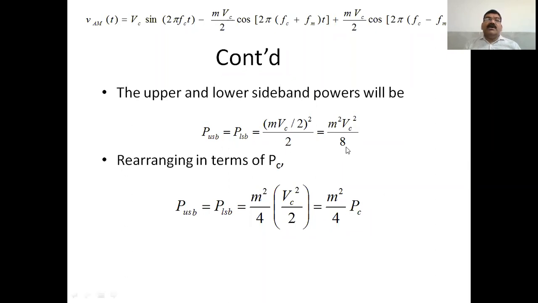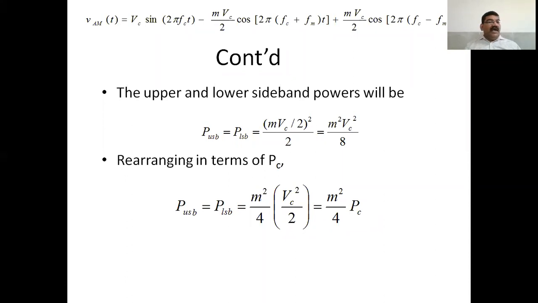So what will be the power in the sideband? m squared Vc squared by 8. Then rearranging in terms of Pc, for the upper sideband and lower sideband, you can say m squared upon 4, 4 and 2, that is 8, we have separated. m squared by 4 into Vc squared by 2. Now, what is this Vc squared by 2? Just now we have proved it's Pc. So what will be the power in the sideband with reference to the carrier? Why are we going in terms of Pc? Because power in the carrier can be calculated, and with reference to that, what will be the power? That is our interest. So that's why that has been calculated.